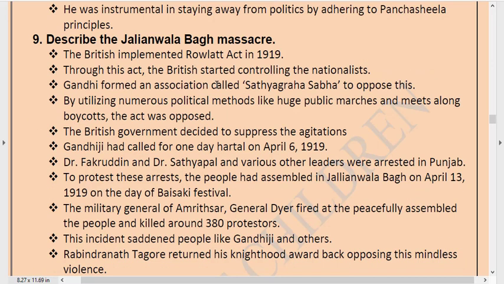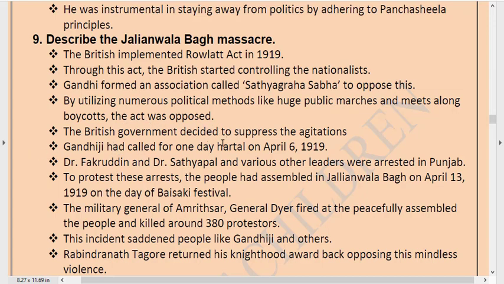And the next question, describe the Jallianwala Bagh massacre. The British implemented the Rowlatt Act in 1919. Through this act, the British started controlling the nationalists. Gandhi formed an association called Satyagraha Sabha to oppose this by utilizing numerous political methods like huge public marches and meetings along with boycotts. The act was opposed.